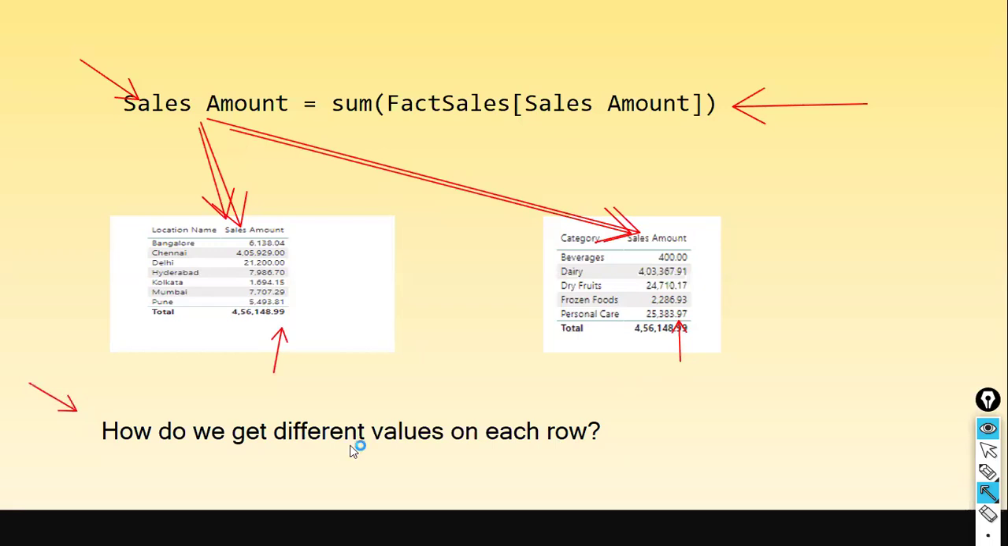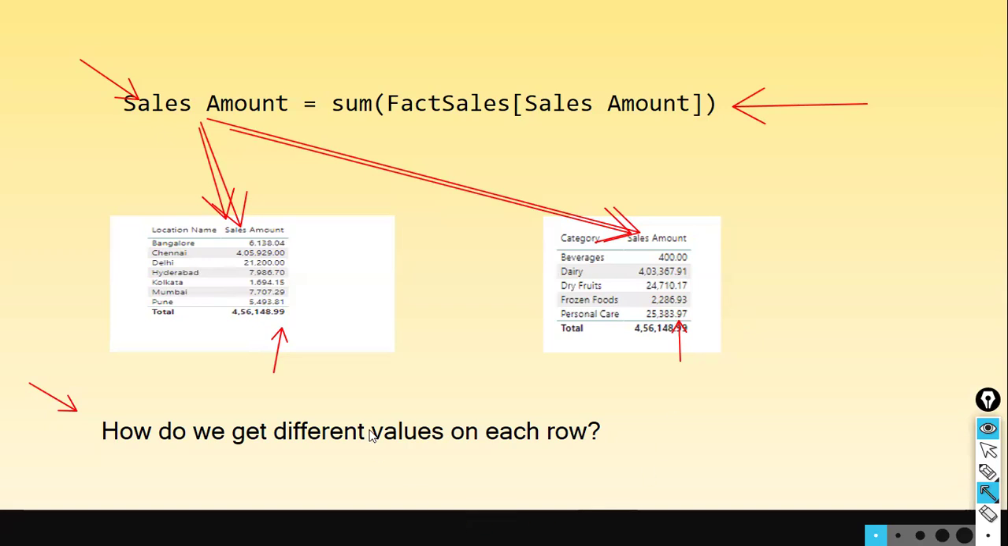The question is, how do we get different values on each row? Because of the environment. This is called the evaluation context. In this case, for each row, we get different values, though the total sales value is the same. So how do we get different values on each row? This is because of the evaluation context.